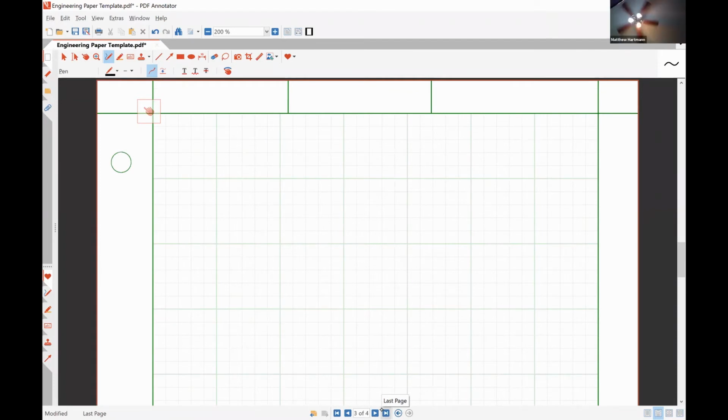So for our example problem, let's consider a YY circuit.